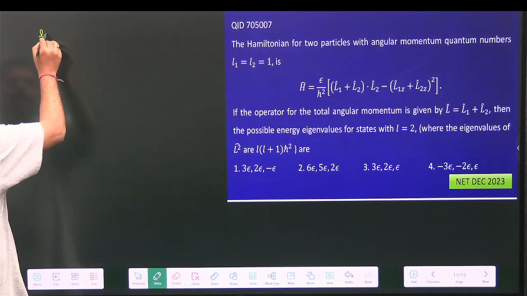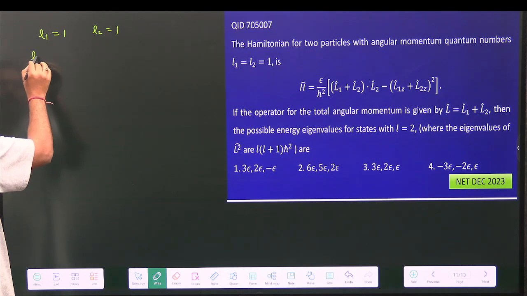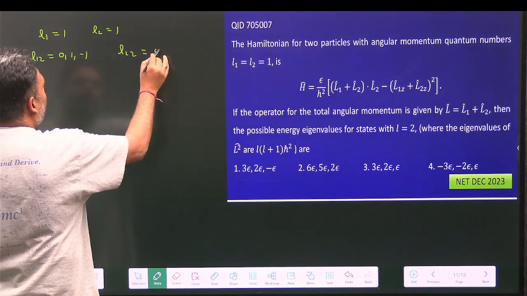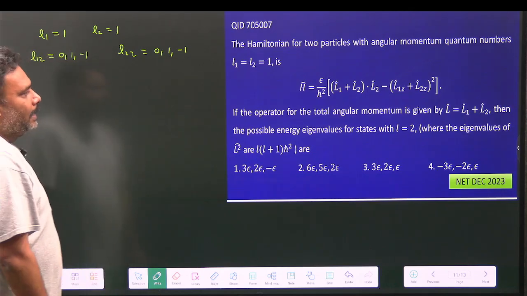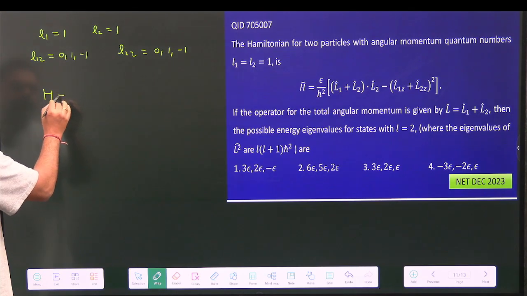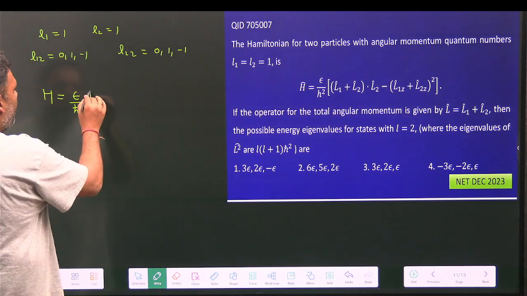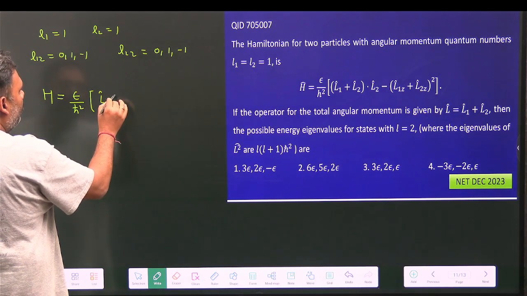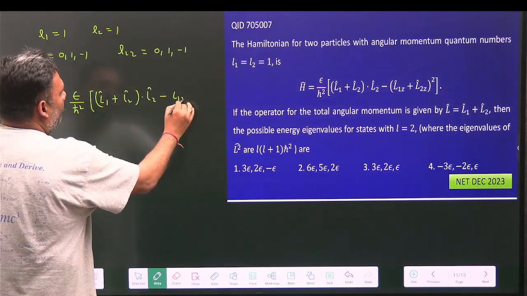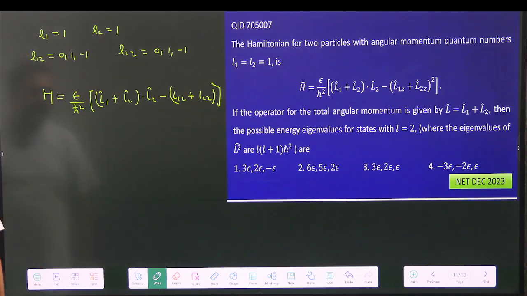I have L1 is equal to 1, L2 is equal to 1. That means L1Z is equal to 0, 1, minus 1. L2Z is equal to 0, 1, minus 1. And when we go for this particular Hamiltonian, H is equal to epsilon upon h cut square, and we have (L1 plus L2) dot L2 minus (L1Z plus L2Z) whole square. So we have this particular Hamiltonian.